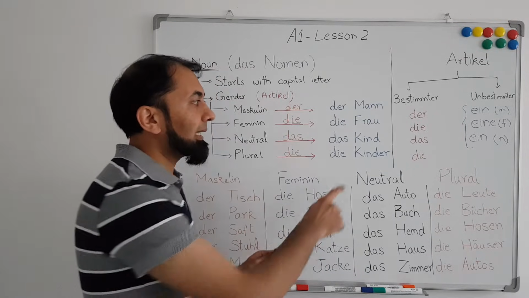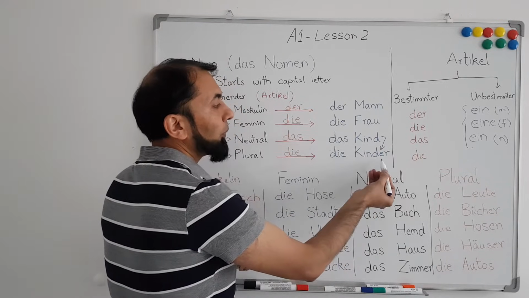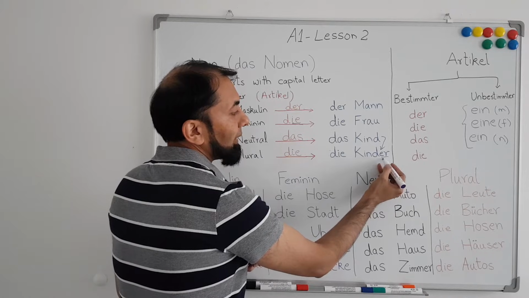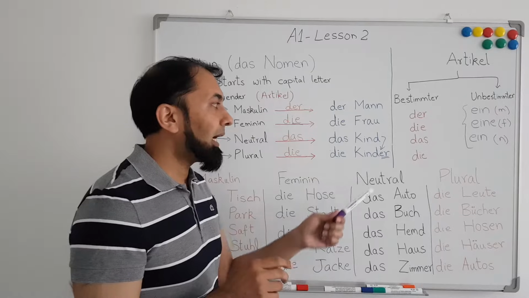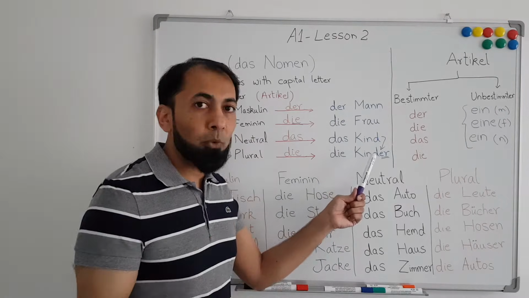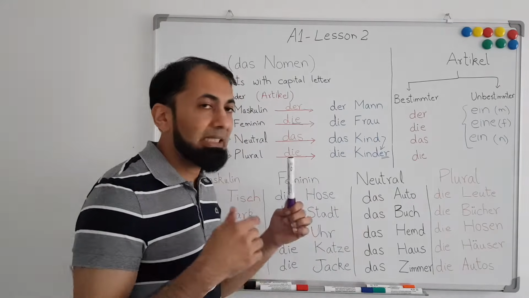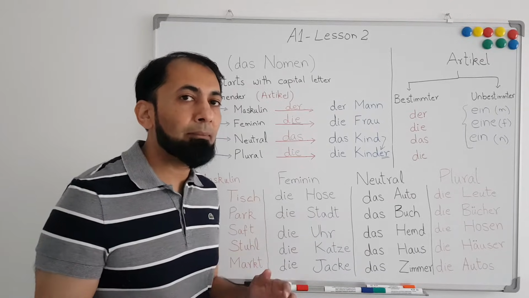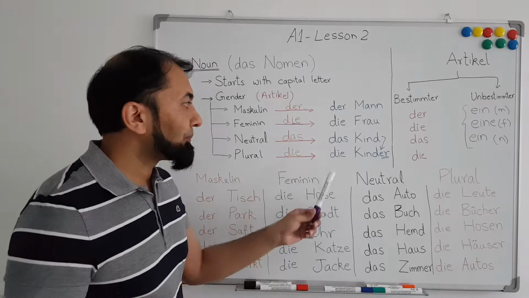So you see that Kind is changed from singular to plural by adding an -er at the end. But that does not mean that every singular can be made into plural by adding -er. We will check this topic in detail in the next lessons, how we can make the plural from the singular.